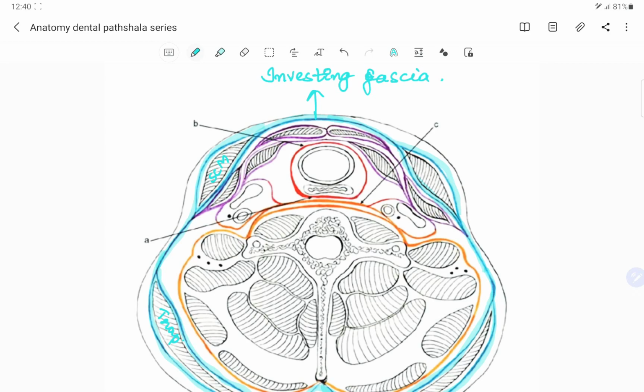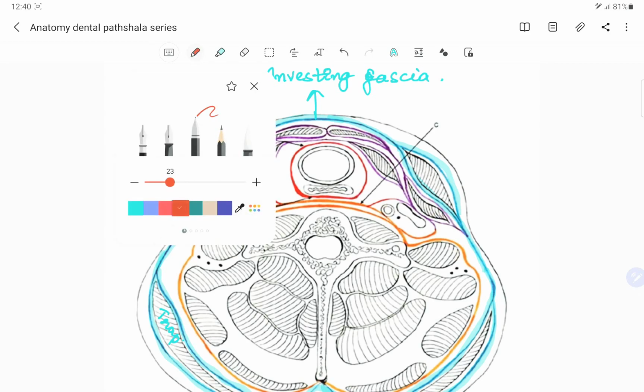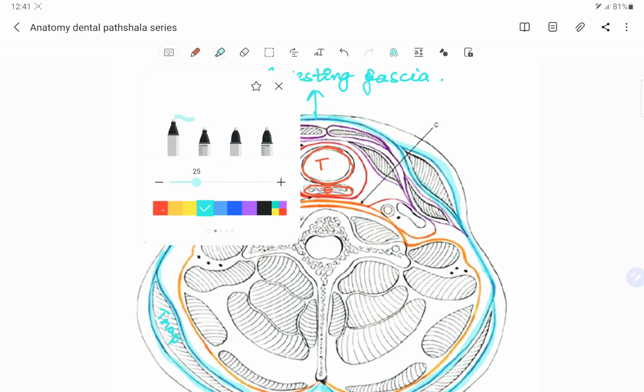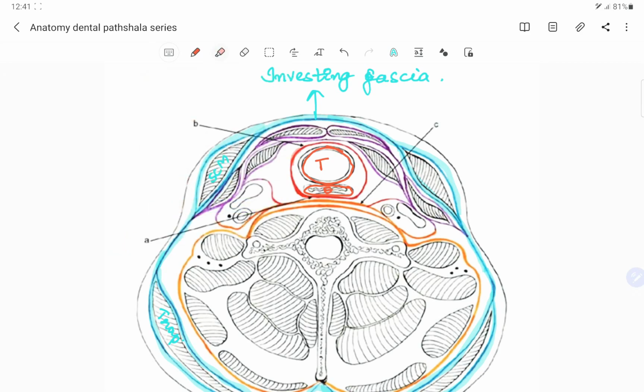Then we have the trachea, and we have the esophagus also. Surrounding the trachea and the esophagus we have the pretracheal fascia. The pretracheal fascia has many components: when it is surrounding the muscles, this is the muscular component, and this is the visceral component of the pretracheal fascia.